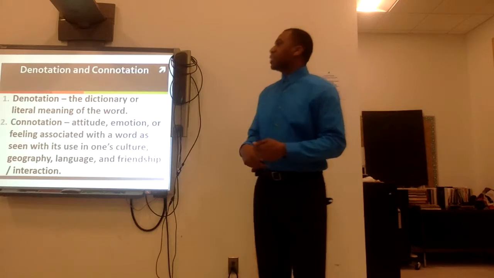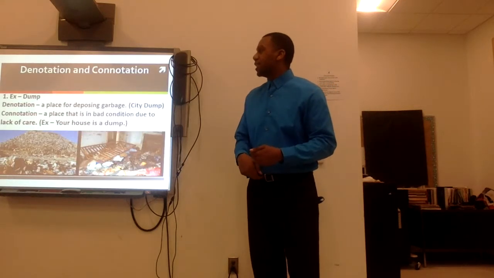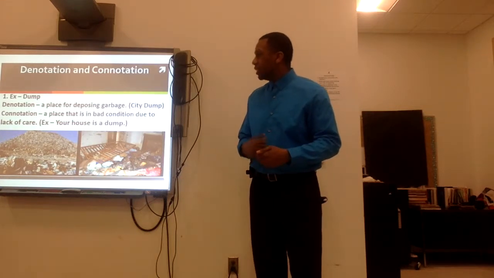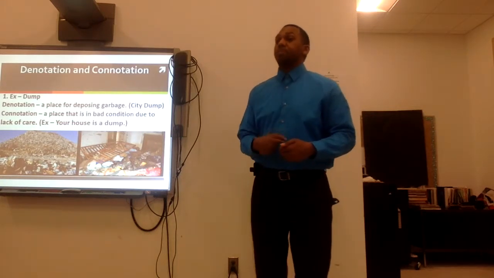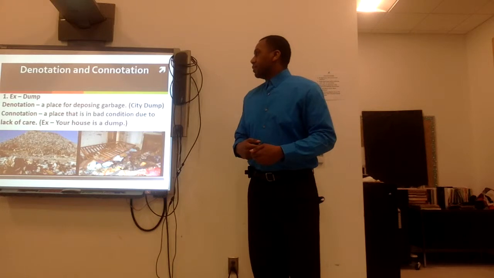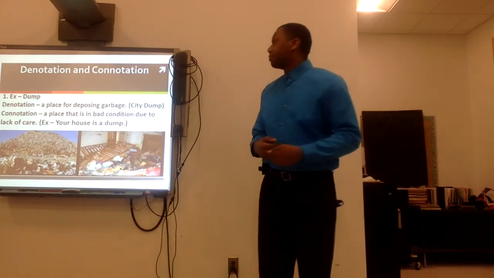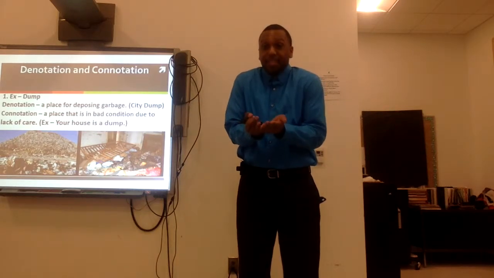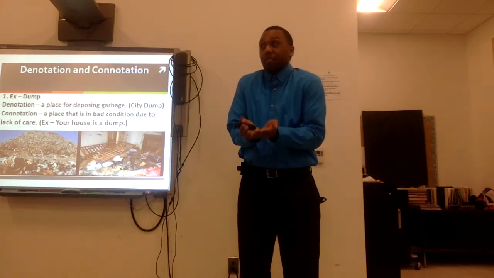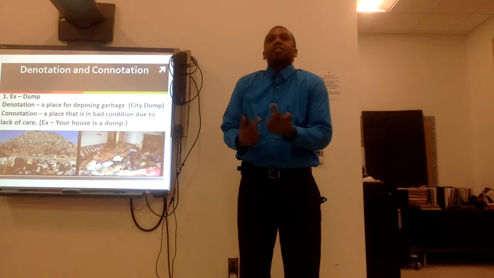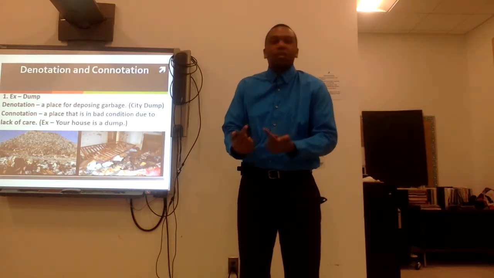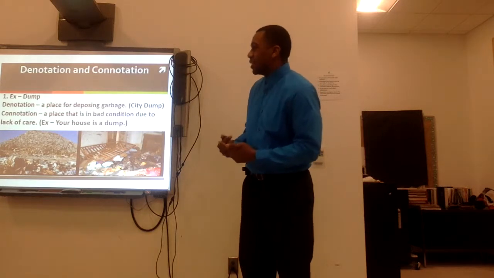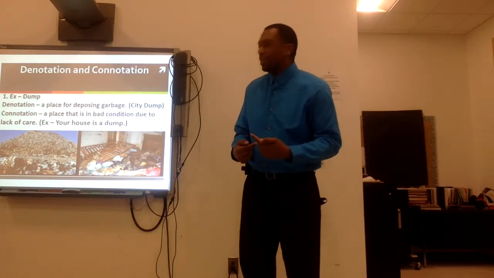So let's put this in a practical everyday example. Let's look at this first example, the word dump. Jasmine, read the denotation or dictionary meaning of dump. Denotation: a place for disposing garbage. Okay. All right, so when I look up dump in the dictionary, it's going to say a place where I put garbage. But if we are talking in everyday language amongst one another, the connotation of that word would not have anything to do with getting rid of garbage. It has to do with what?